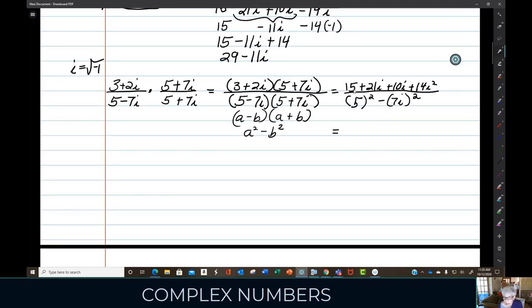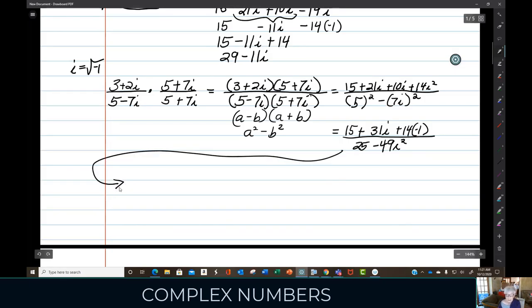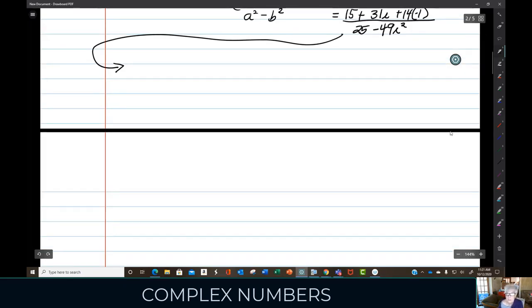This will give us, let's see, we'll have 15 plus 21i plus 10i, 21i plus 10i is 31i, 15 plus 31i, plus 14 times negative 1 over 25 minus 49i squared. So that will be, let's pull it on over here so I don't run out of room. I hate it when I have to go over to another page. We will have 15 plus 31i minus 14 over 25 minus 14 times negative 1.